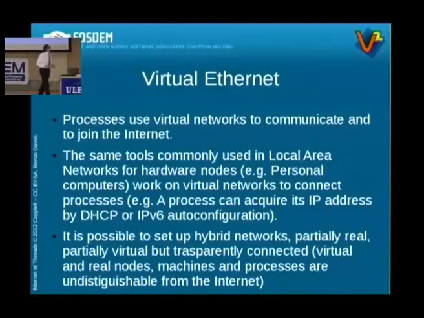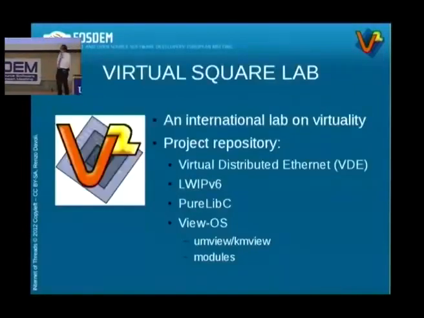You can set up hybrid networks, so networks that are partly real, partly virtual. And from the outside, you are not able to distinguish between real nodes and virtual nodes, threads or hosts. Virtual Square is a community that has created all these tools.